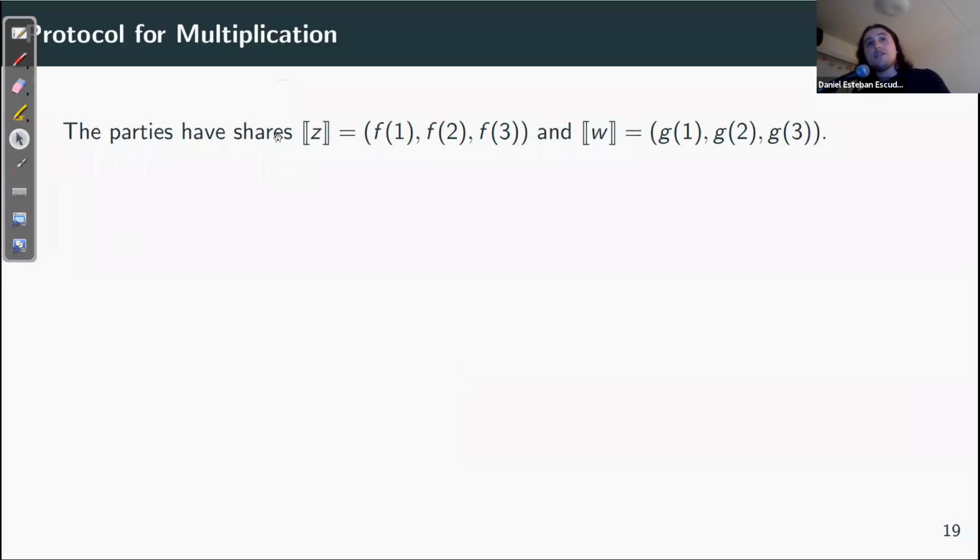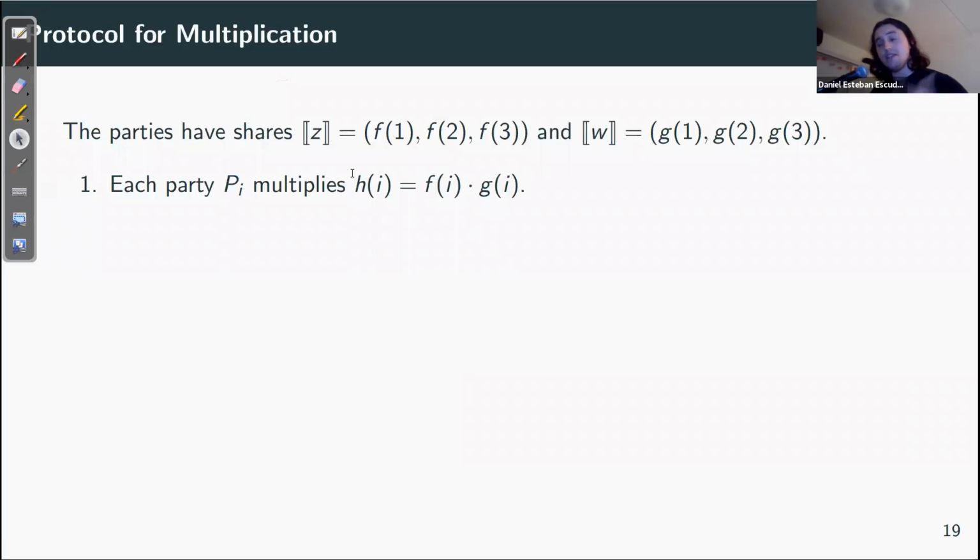So the starting point is that the parties have shares of Z, which are evaluations of a polynomial of degree 1. They have shares of W, and they proceed as follows. First, each party multiplies its own share, F1, F2, and so on, depending on the party, times the ones of G. And as we saw before, this corresponds to the polynomial that is the product of the two polynomials evaluated at i. So far, so good, just like we did before.